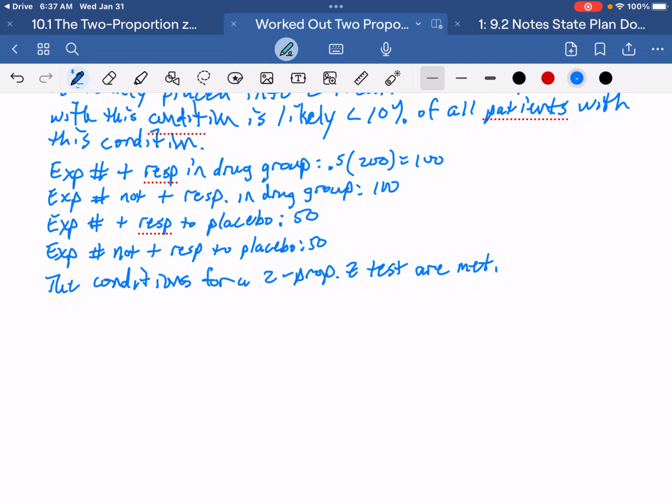Okay, so there's the plan phase. It's twice the writing. You've got to check the 4 conditions for both groups. Now we're moving on to the do phase. The first thing you want to do is calculate both of your p-hats. So we want to know what p-hat drug and p-hat placebo are equal to.